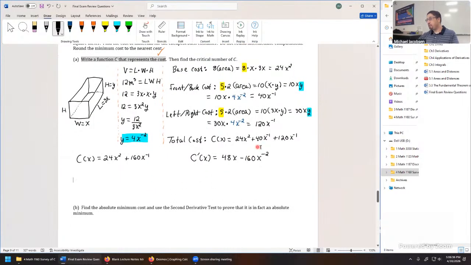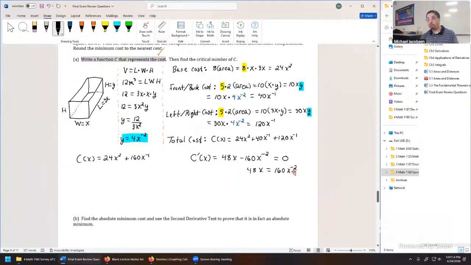Once we have the derivative, we set it to 0 and solve it. Okay, there it is, set to 0. And solving something like this set to 0, we explored two different strategies. One strategy is just right where this equation stands, multiply the left side and the right side by x power negative 2. I think the strategy everyone preferred a little bit more was add this to the right-hand side. So you could rewrite it as 48x is 160x power negative 2.